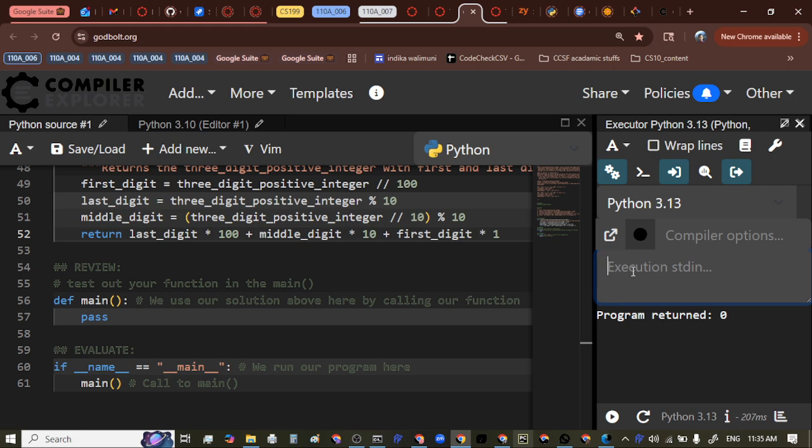See that it's execution stdin. That means stdin is standard input. Usually the standard input is actually the keyboard. Execution means we collect the input while the program is running. And you can see that if you click on this icon, it goes away. So now it's off.